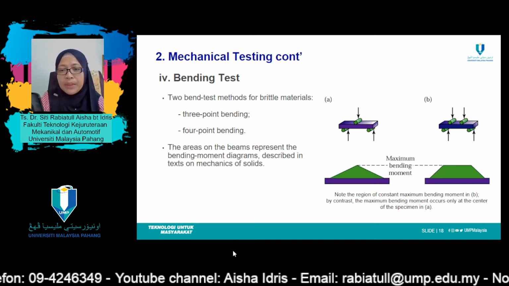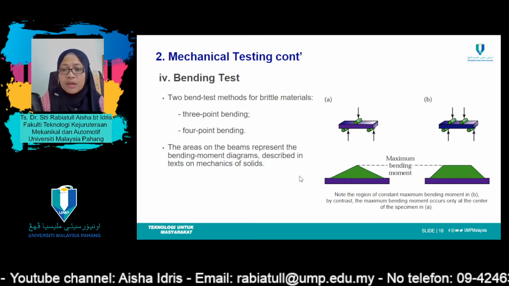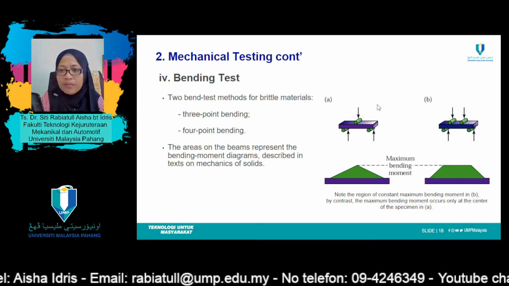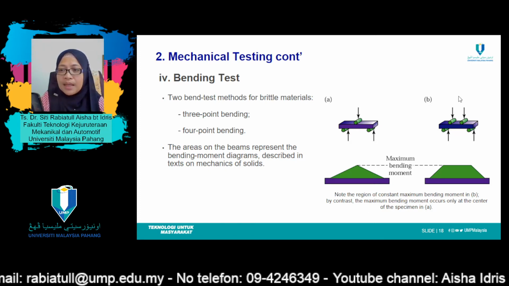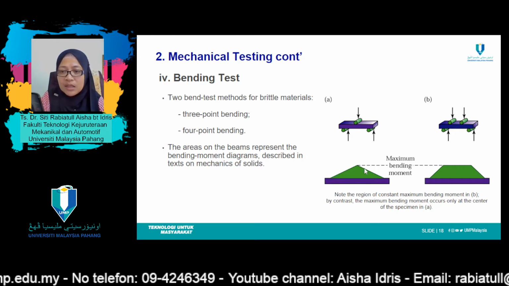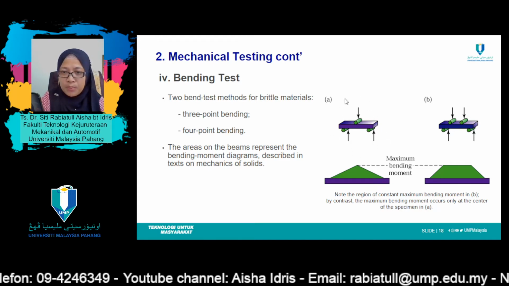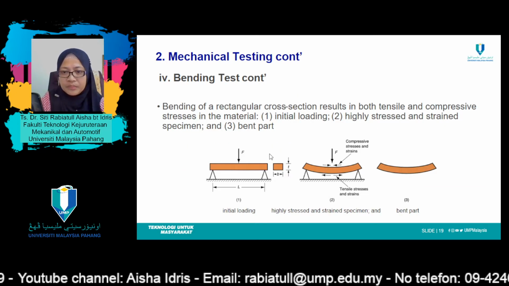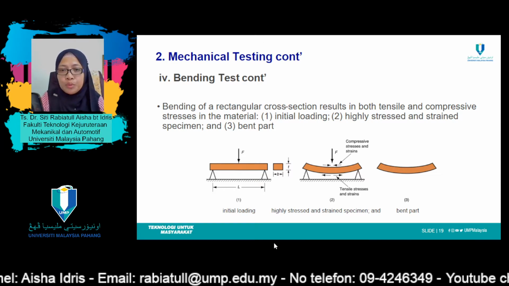The area on a beam represents the bending moment diagram. If you refer to this illustration for A and B, the region of constant maximum moment is represented in figure B, whereas the maximum bending moment occurs at the center of the specimen for the 3-point bending test. This is the 3-point bending test, and this one is the 4-point bending test. And this is what will happen to the specimen during bending testing.